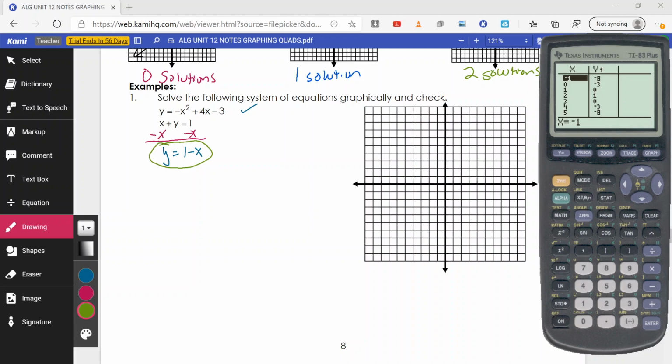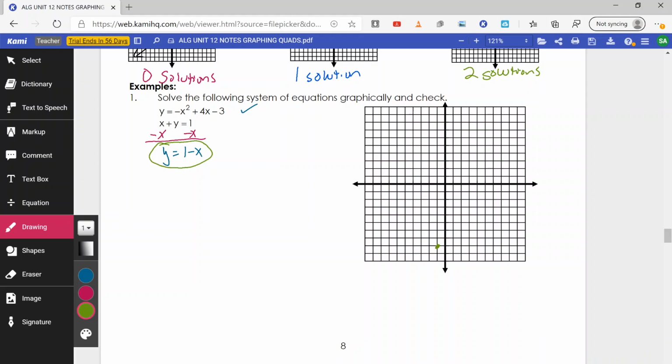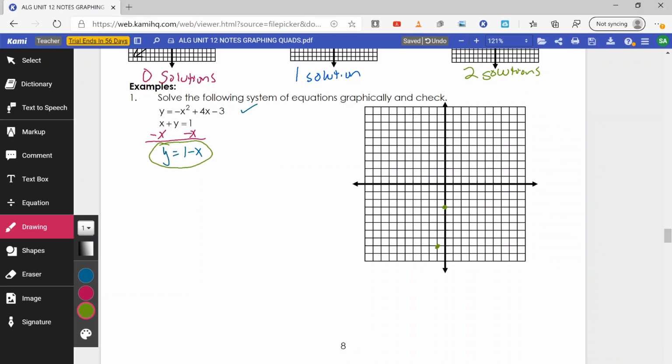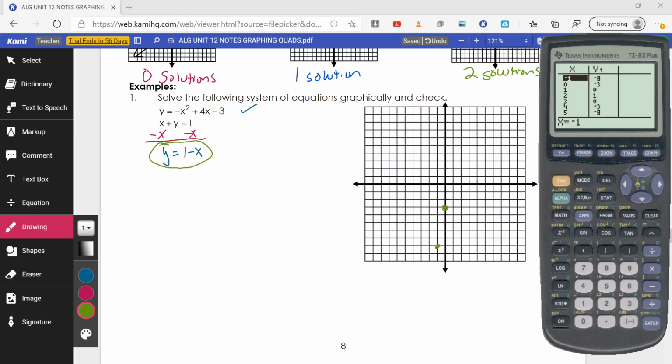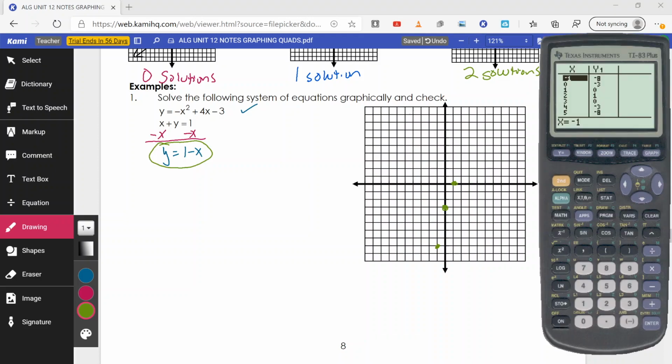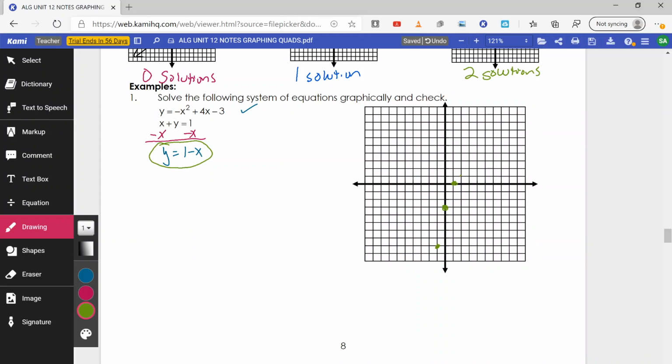So -1, -8: left 1, down 1, 2, 3, 4, 5, 6, 7, 8. Zero, -3, so right on the origin, down 3. 1, 0, so right 1, right on the x-axis. 2, 1, so right 2, up 1.